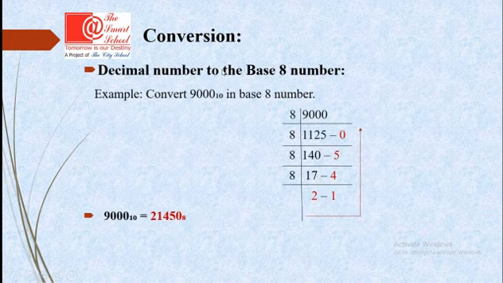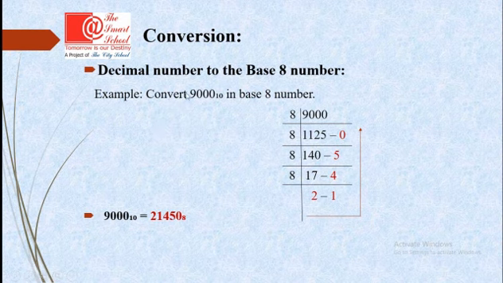Now decimal numbers to the base 8 numbers. Example, you have to convert 9000 of base 10 system in base 8 number. So you have to divide by 5 or 2? No, by 8, because this is base 8 number system. So when we divide 9000 by 8, we will get 1125 and remainder is 0.